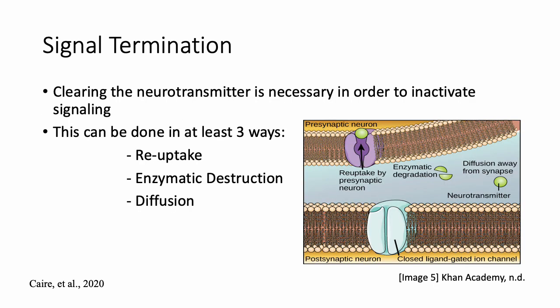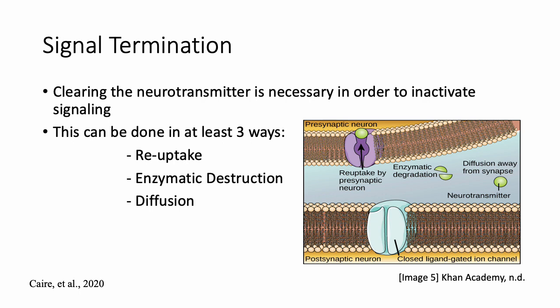The last step is signal termination, which involves the clearing of the neurotransmitter in order to inactivate signaling. This is done in three ways: reuptake, enzymatic destruction, and diffusion. In reuptake, only small molecule chemical transmitters can be taken back up, except neuropeptides. Those are eliminated through degradation.